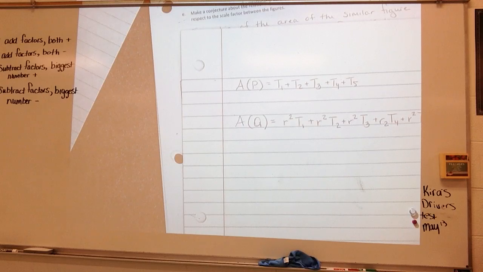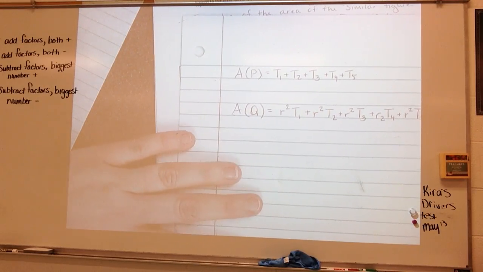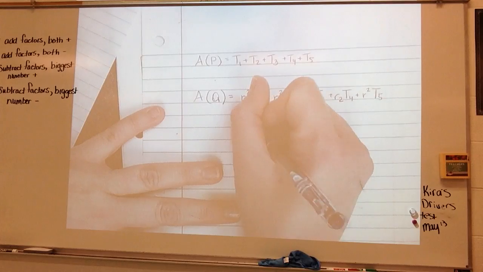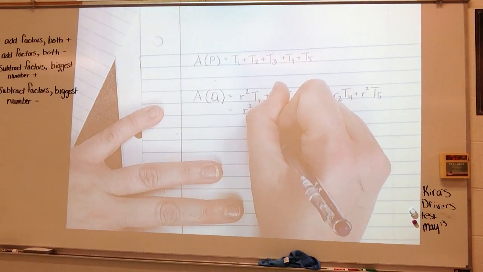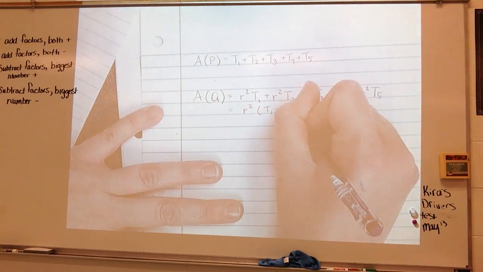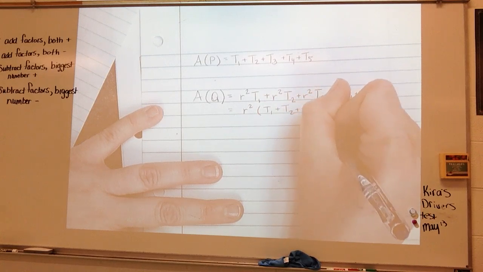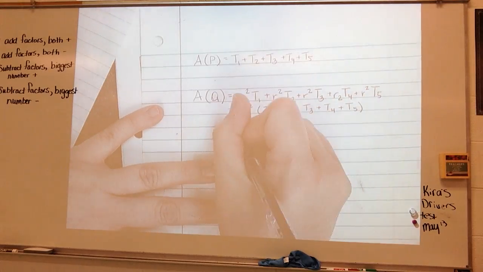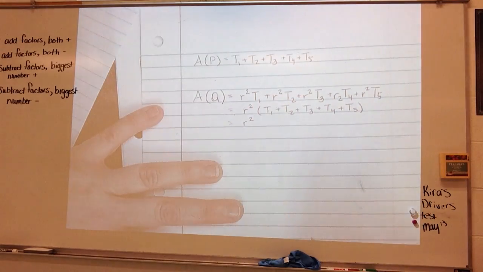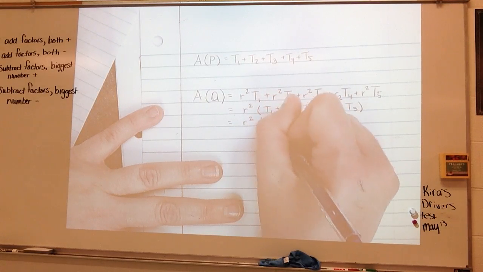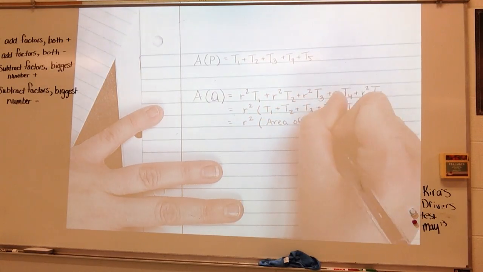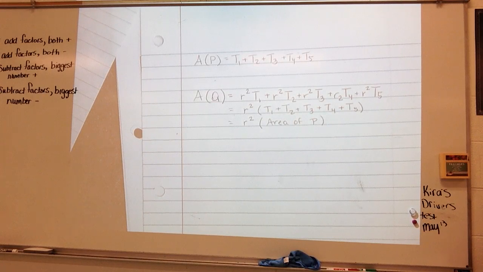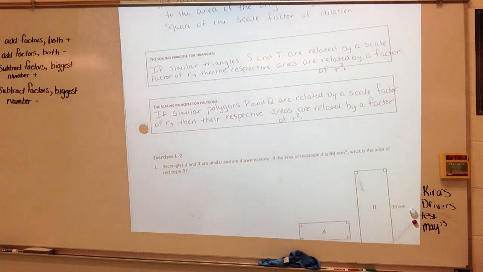okay? But don't flip out, because look at this. This is the same thing as saying R squared times T1 plus T2 plus T3 plus T4 plus T5, which is also the same as saying I can do R squared times the area of P. Alright, so let's use this.